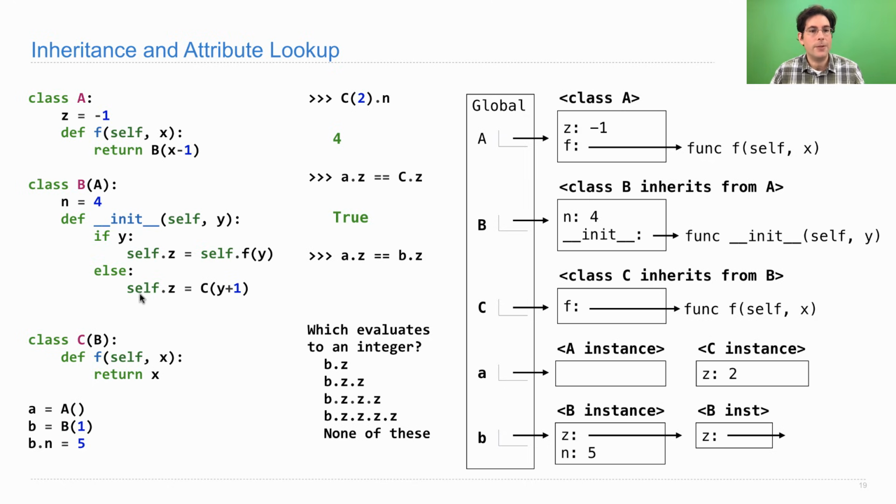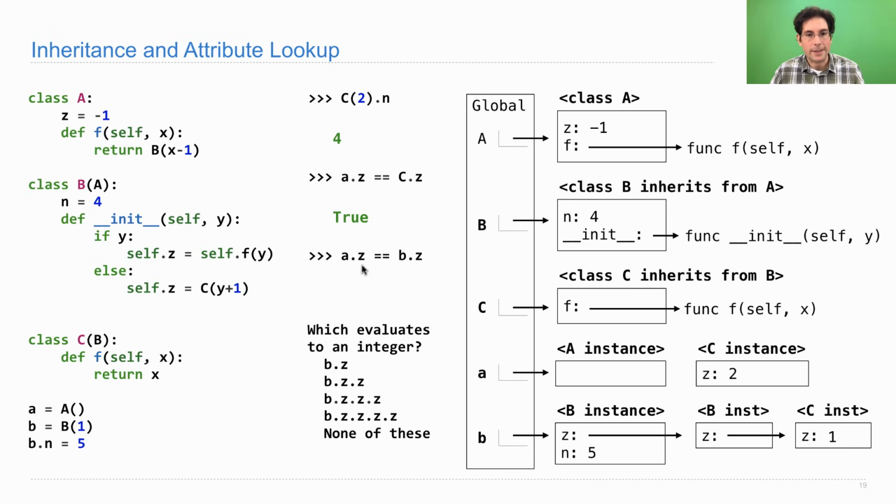Since 0 is not a true value, we set self.z equal to a C instance, where we pass in 0 plus 1, which is 1, as the argument. So we're about to construct a C instance where we've passed in 1 as the argument to the constructor. C has no constructor, so we look in the base class and we find this constructor. Y is bound to 1, and 1 is a true value, so we set self.z for this C instance to be self.f. Now, since self is bound to the C instance, self.f is looked up here and then in the class for C, and there is an f there that just returns whatever was passed in, which in this case is y equals 1. Ta-da!